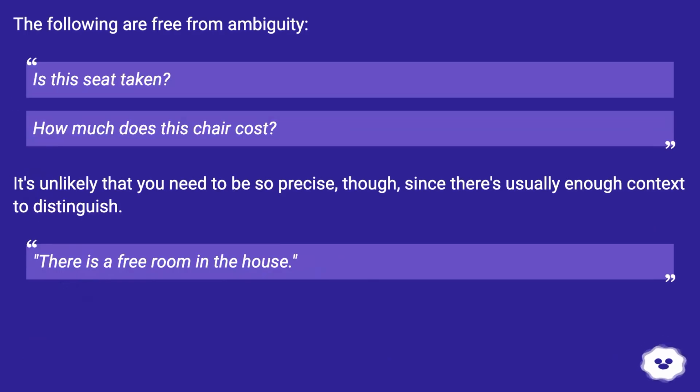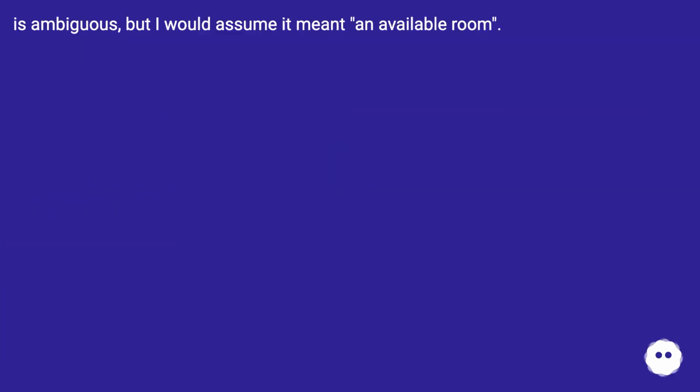The following are free from ambiguity. Is this seat taken? How much does this chair cost? It's unlikely that you need to be so precise, though, since there's usually enough context to distinguish. There is a free room in the house is ambiguous, but I would assume it meant an available room.